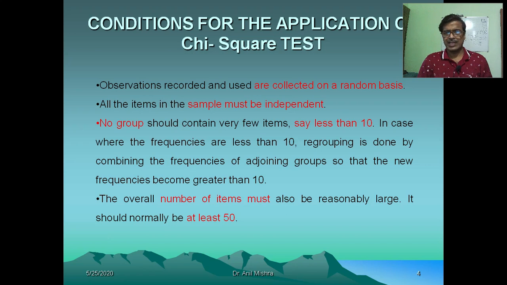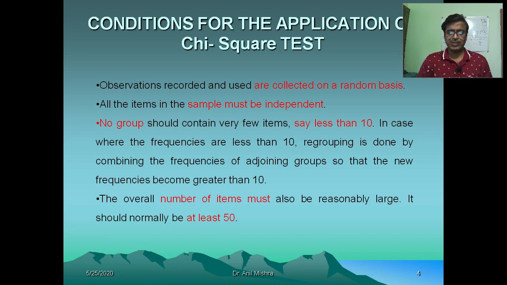First of all, the data is to be collected on a random basis. Second, the samples must be independent. Next, in the data we collected, there is no group which is going to be less than 10. If it is less than 10, we have to add groups together so that it becomes greater than 10. So we try to make sure not a single group is less than 10 in the observed outcomes.